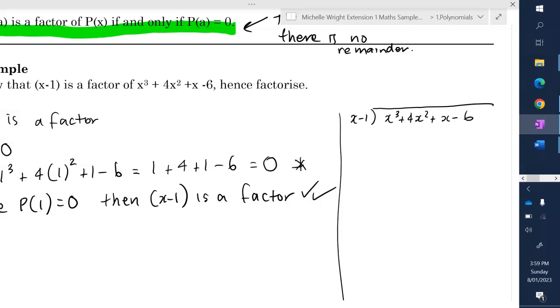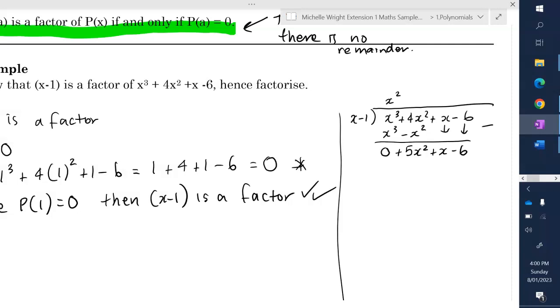So how many times does x go into x cubed? It goes x squared times. X squared times x is x cubed. X squared times minus 1 is minus x squared. We are now going to do a subtraction of each of those terms. X cubed minus x cubed is 0. 4x squared minus x squared is 4x squared plus x squared, which is 5x squared. These pair have nothing to subtract, so they're still going to go in as themselves.